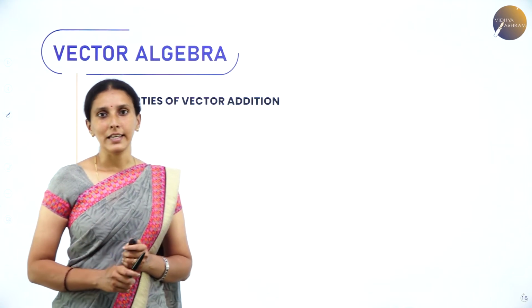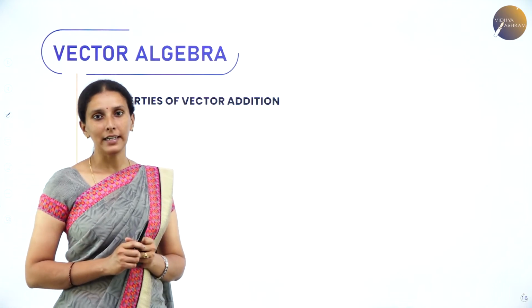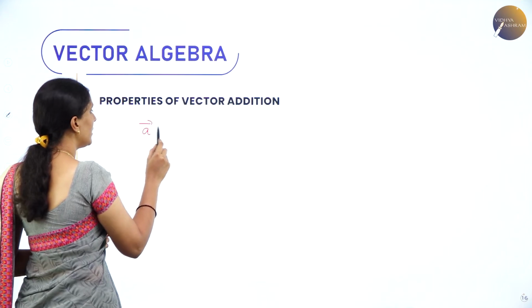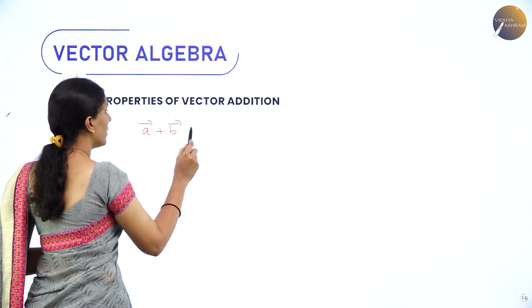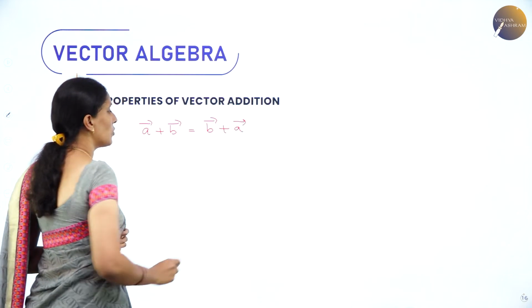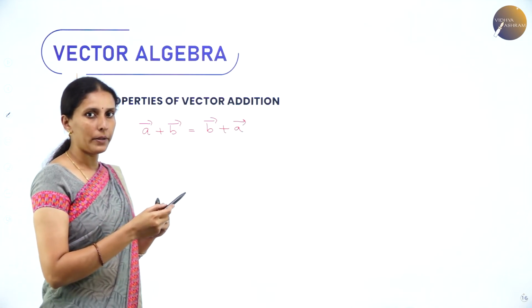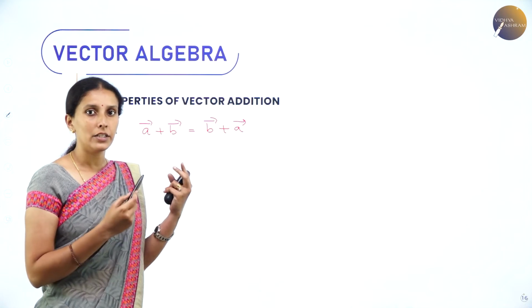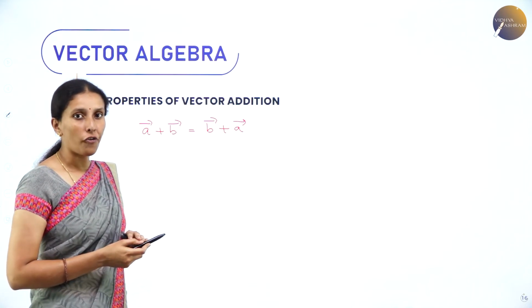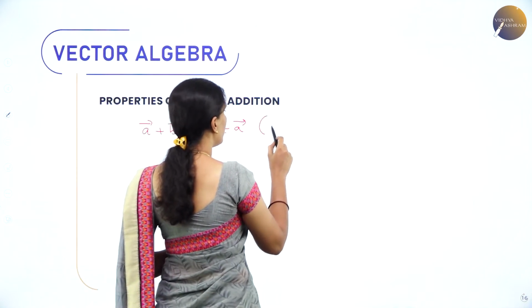Now, let's see the properties of vector addition. The first one: vector A plus vector B is commutative. Whether you add vector A to vector B or vector B to vector A, it is one and the same. Therefore, the addition of vectors is commutative.